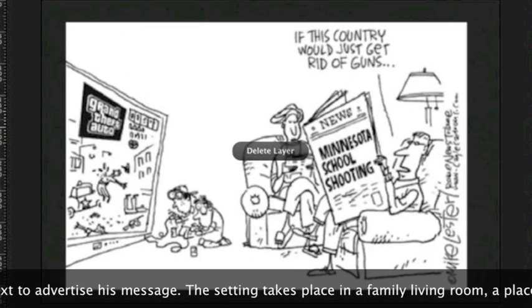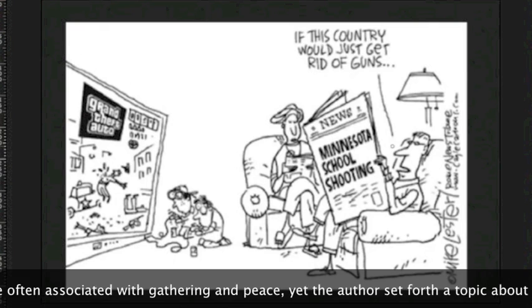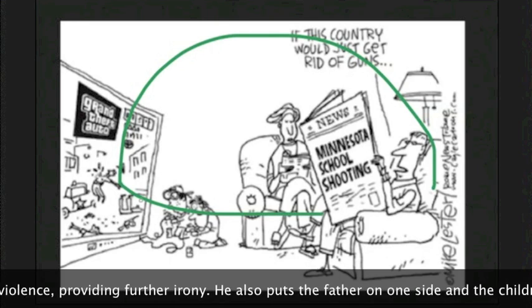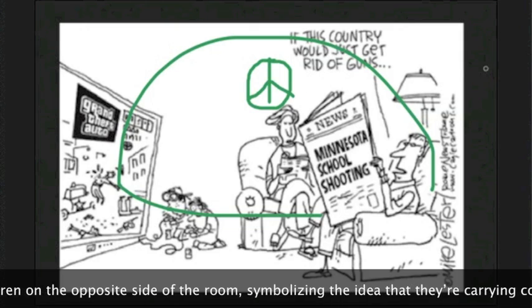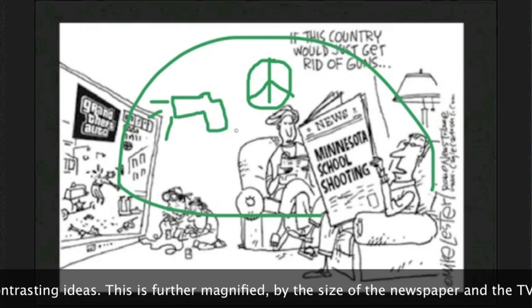Secondly, the author embeds certain forms of organization on the text to advertise his message. The setting takes place in a family living room, a place often associated with gathering and peace, yet the author set forth a topic about violence, providing further irony.